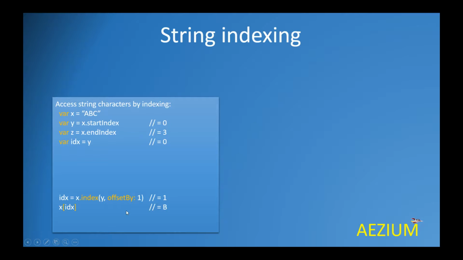Offset by could be negative. So if we started with, in this case, z, which is the end index, and offset it by -2, z is 3, offset by -2, 3 minus 2 is 1. 1 is generated here and passed on to idx, and again b is extracted.